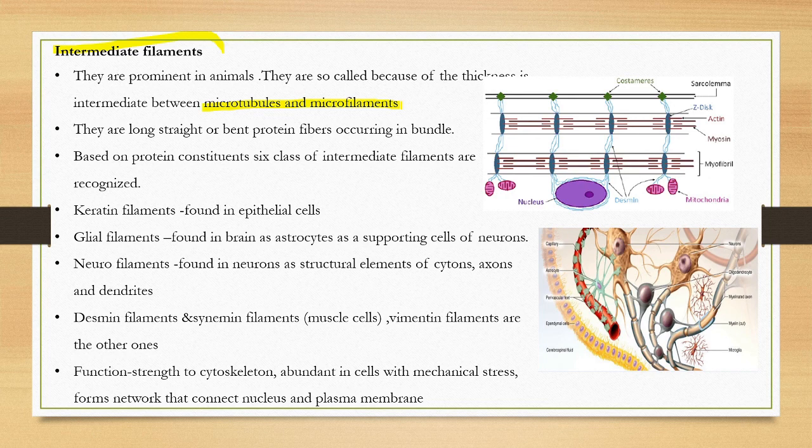These are the intermediate filaments. So they are long, straight, bent protein fibers occurring in bundles. They are found as bundles, just like a spring in the sofa. Based on protein constituents, 6 classes of intermediate filaments are recognized. They are keratin filaments found in the epithelial cells, keratin protein.